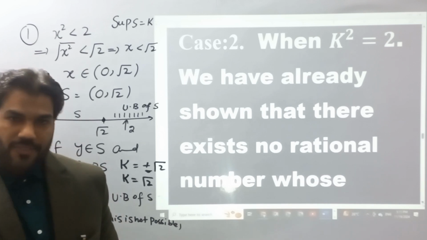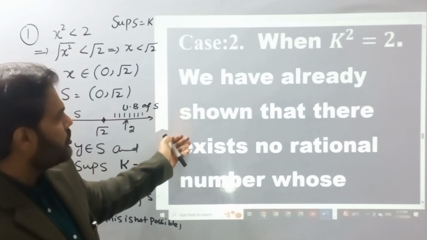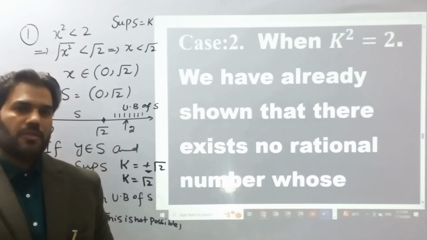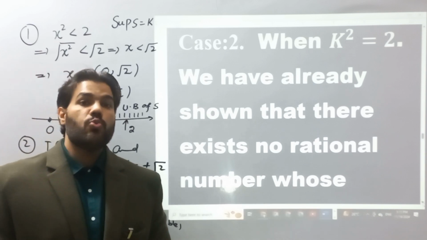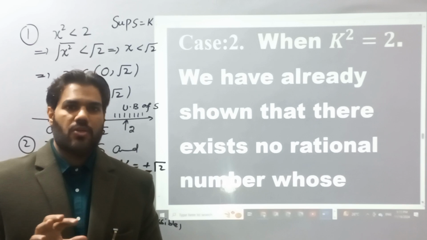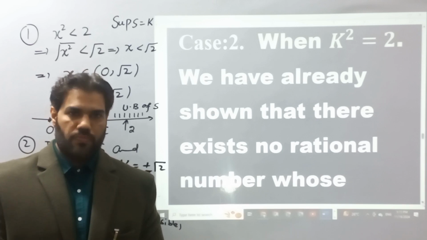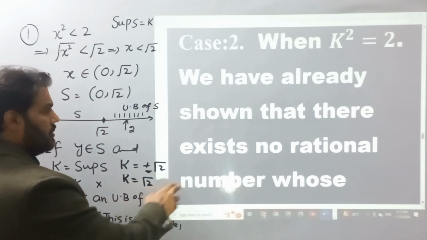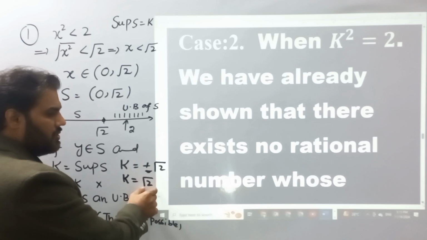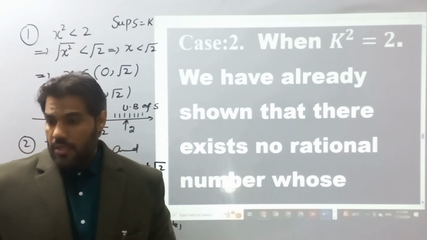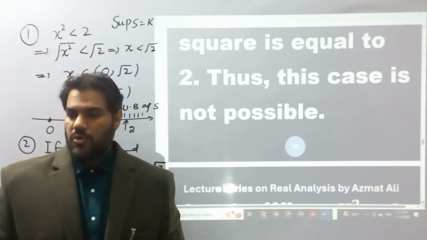What will we write for this case? We have already shown in my first lecture that there exists no rational number whose square is 2. I have proved that square root 2 is an irrational number, or in other words, there is no rational number whose square is 2. Can you find any rational number whose square is 2? This is not possible. There is only one positive number whose square is equal to 2, that is square root 2, but square root 2 is not a rational number. So this case is not possible here. Thus this case is not possible.